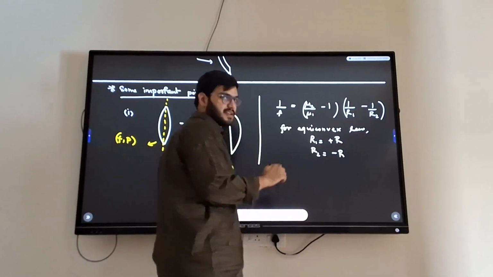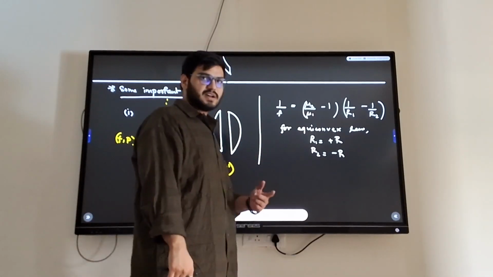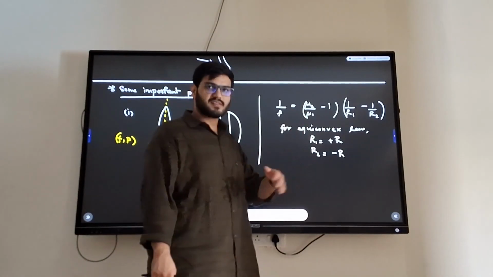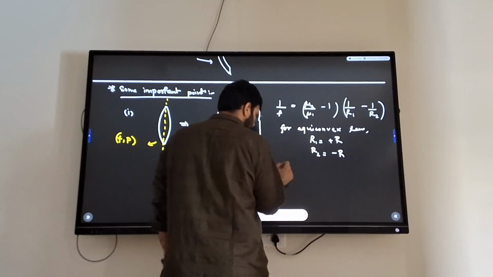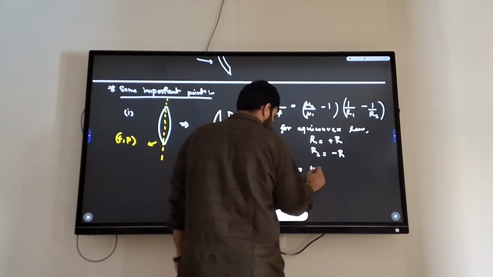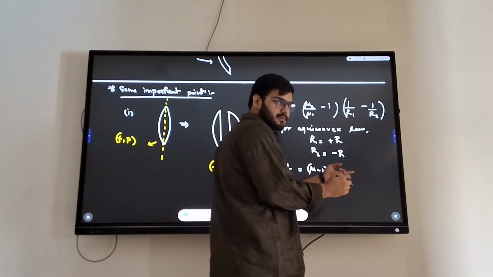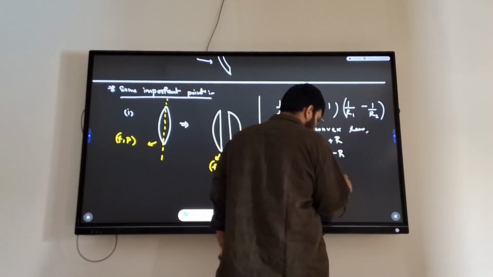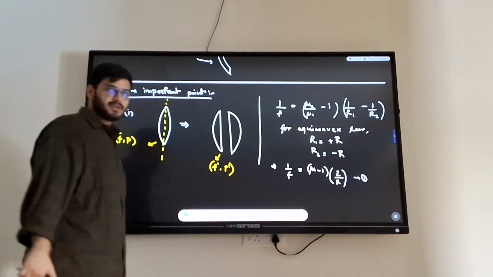Then, let's say the surrounding medium is air. Then what will be mu1? That's 1. And mu2 can be considered as mu. Then what will you get? 1 by f is equal to mu minus 1 times 1 by r plus 1 by r. That will be 2 by r. Is it okay?